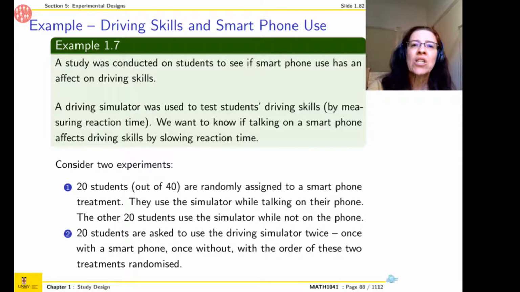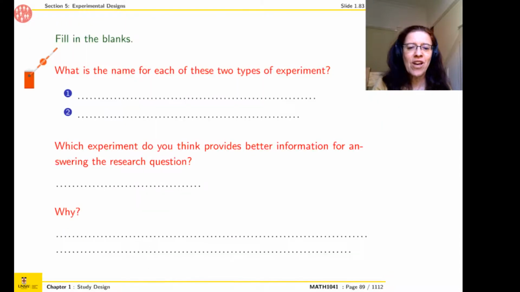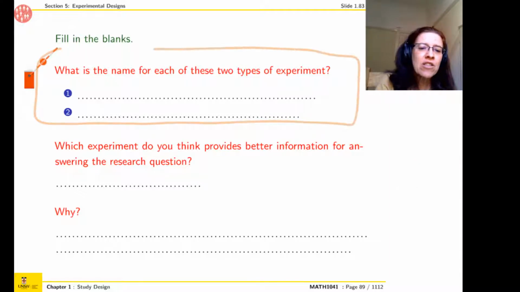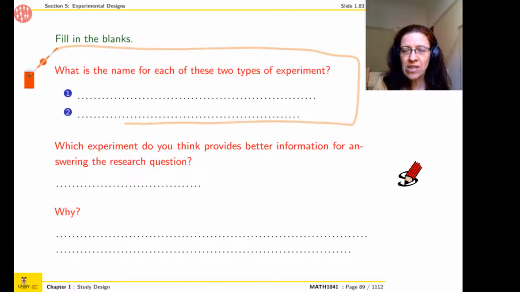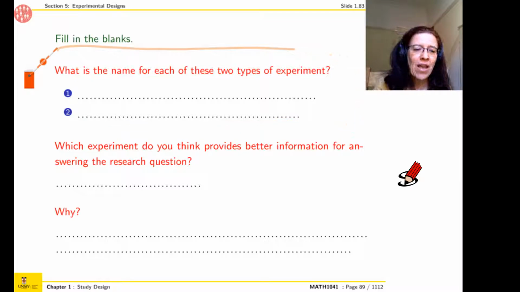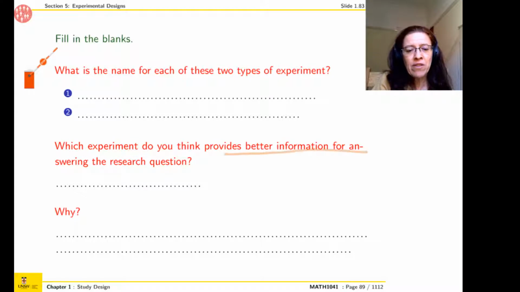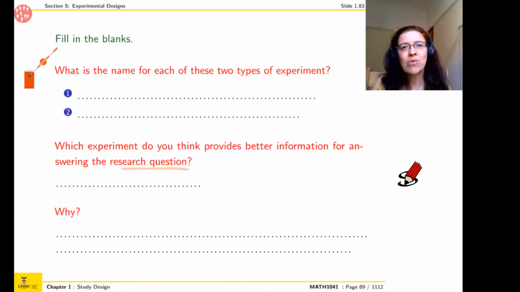That's important actually, because maybe people could get better because they're practicing. These two experiments could answer the research question. So now we have a question for you. Step 1, what is the name of each of these two experiments? I'll let you think and write it down. Which experiment do you think provides better information for answering the research question?